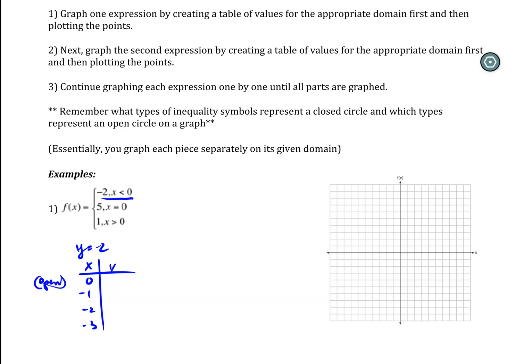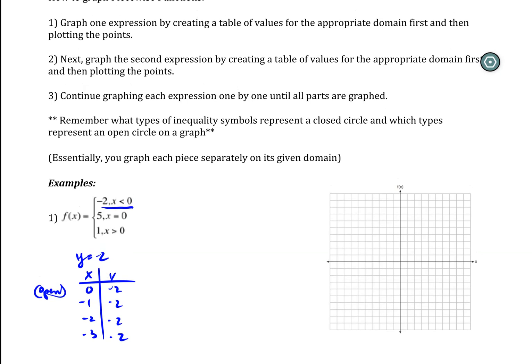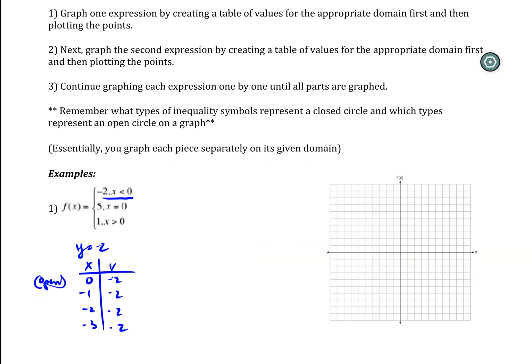Now again, I could just do this by plugging it in. We know whenever you have y equals a number, that's a horizontal line. So I'm going to have a constant y value here of -2. So just -2 for all of these. From that, I'm going to plot that. So I've got an open circle at 0, -2. Open circle. -1, -2. I've got -2, -2. -3, -2, so on and so forth. So now if I took that part, I can create my line here, like so. Again, don't forget your arrow, because it does continue on forever in that direction.